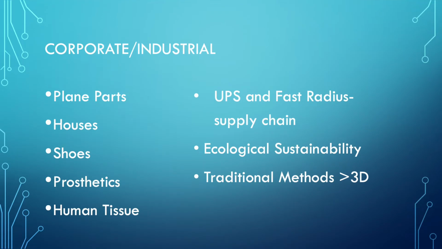Uses of 3D printing in the corporate and industrial realm include making plane parts, houses, shoes, prosthetics, and even human tissue. UPS and a 3D company called Fast Radius have teamed up to try and revolutionize the supply chain by the addition of 3D printers.